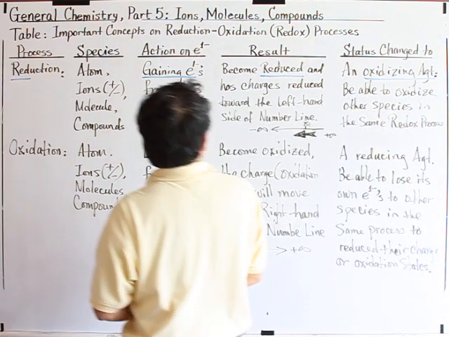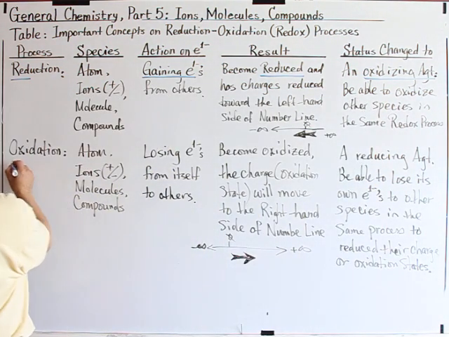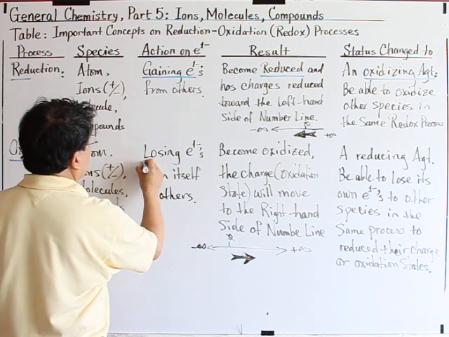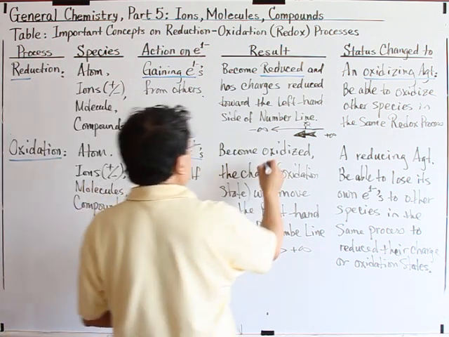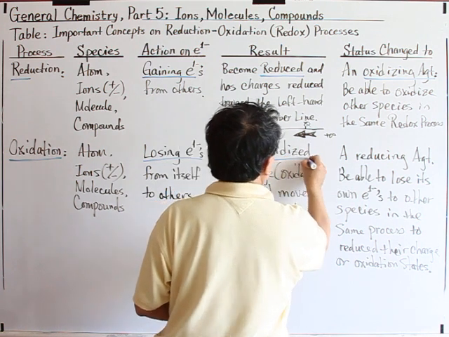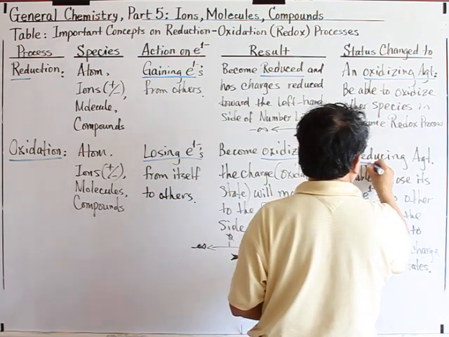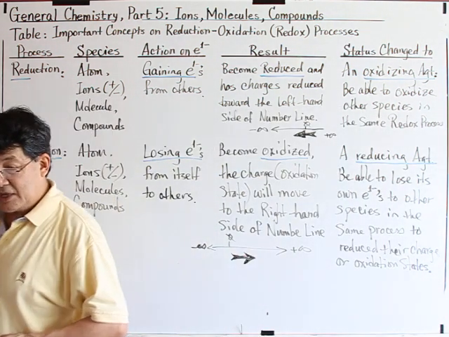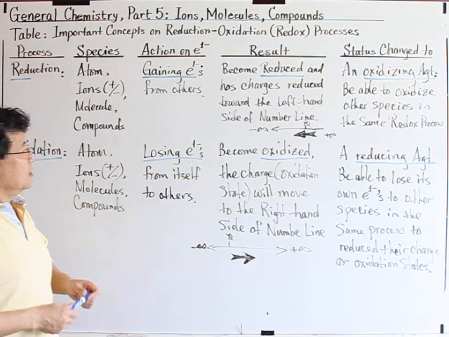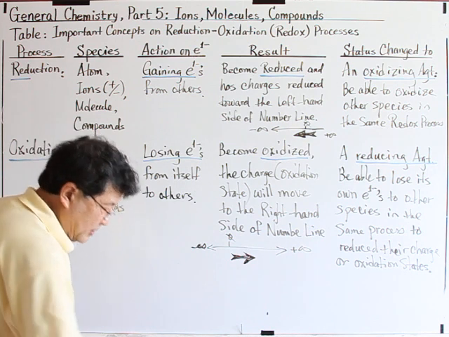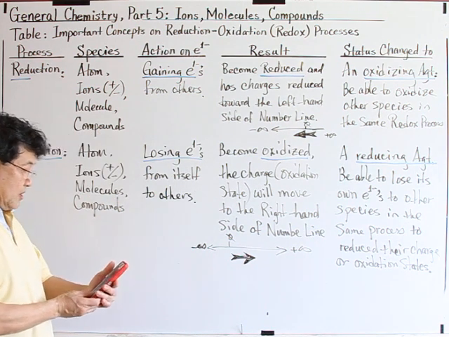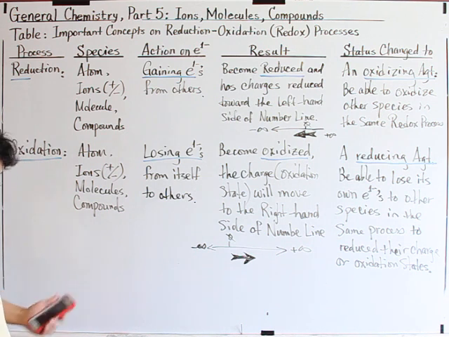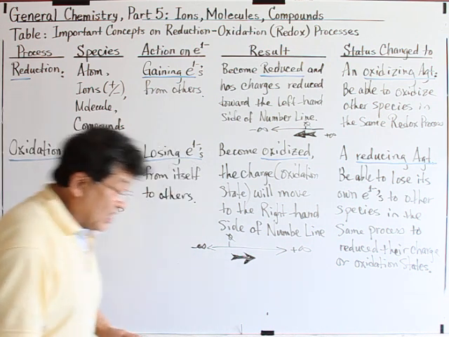Now remember these four. And the oxidation, we're losing electrons, right, and become oxidized, and then become a reducing agent. Now, are those eight terms simpler, easier to remember? I think so. So that's what we want you to get. All right. Now, okay, so let's conclude.